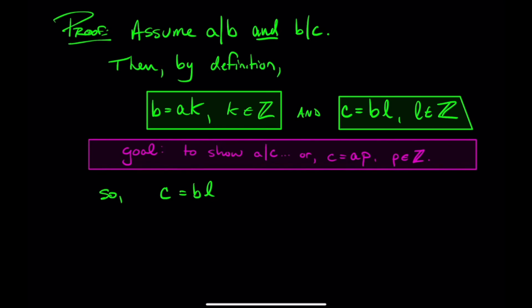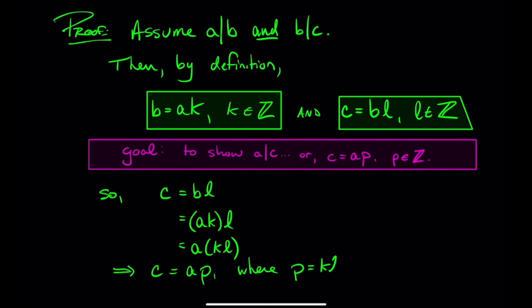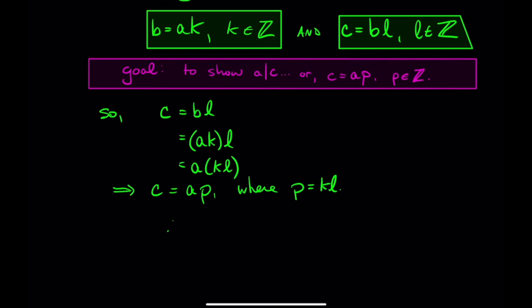So we already know that C is BL, but B is really A times K. And now we can change around these parentheses by associativity. And so we wrote C is equal to A times some integer. We'll call it P. So therefore A divides C, and we'll put our tombstone.